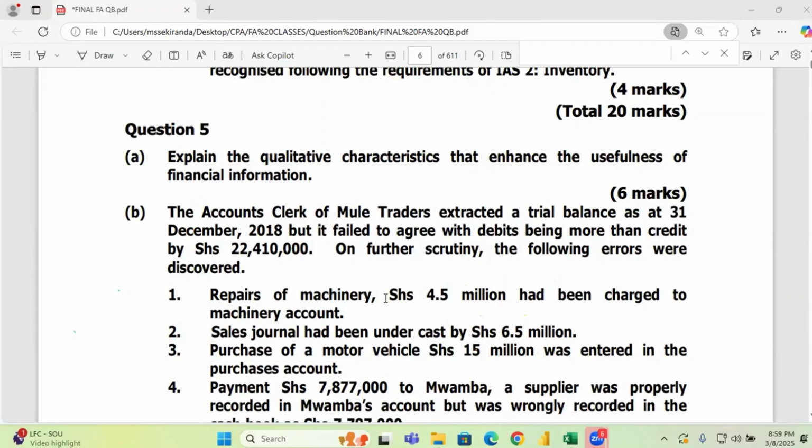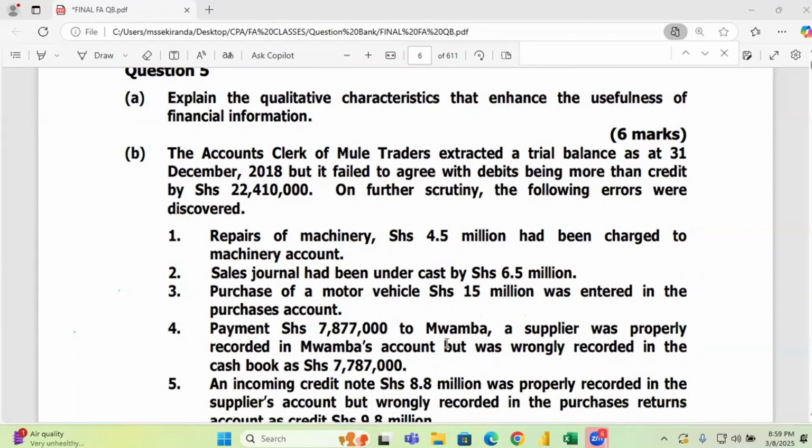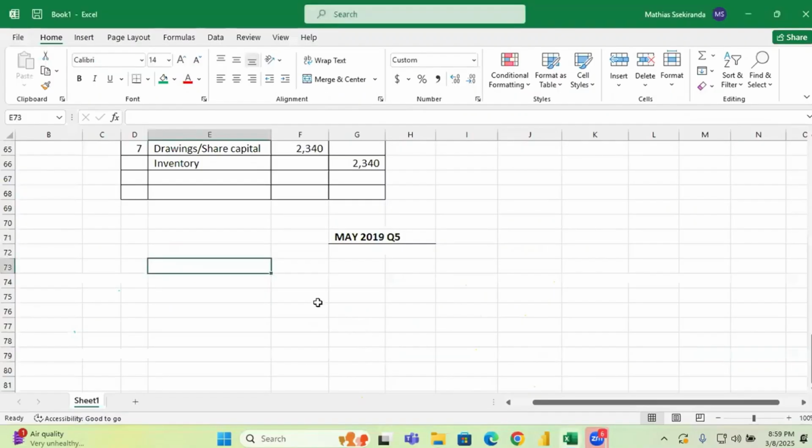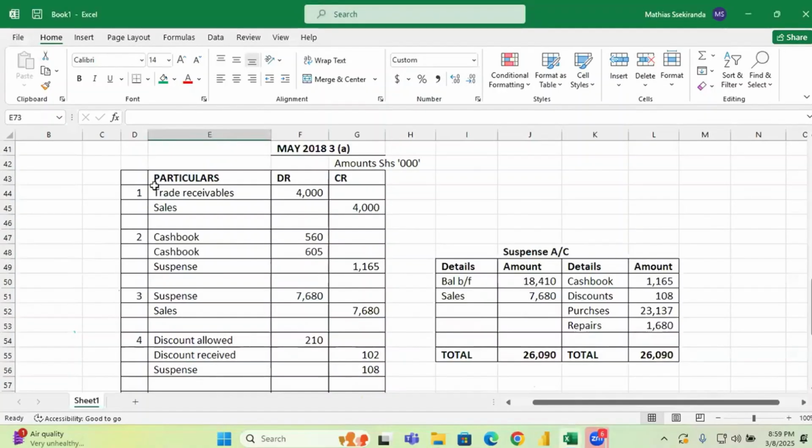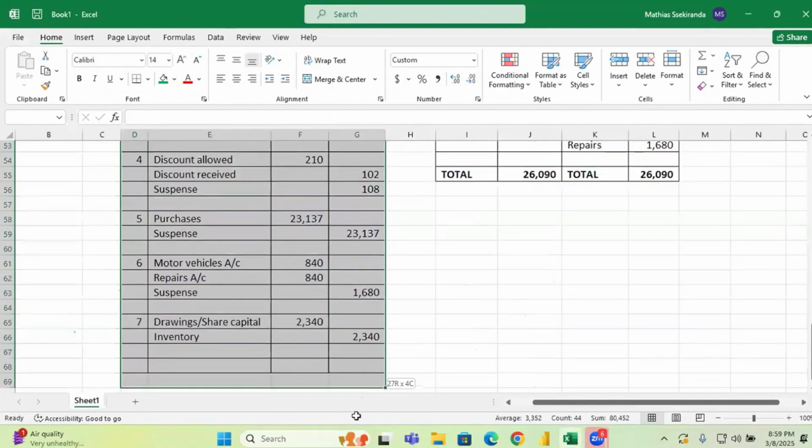The accounts clerk of Moody Traders extracted a trial balance as at 31st December 2018, but it failed to agree, with total debits being more than credits by 22,410. So the debits were more than credits by that amount. On further scrutiny, the following errors were discovered. So we are going to do this as well, and I will just copy this and paste it and remove the figures.